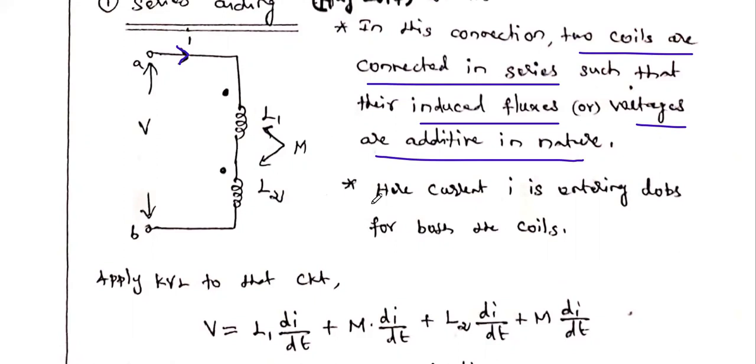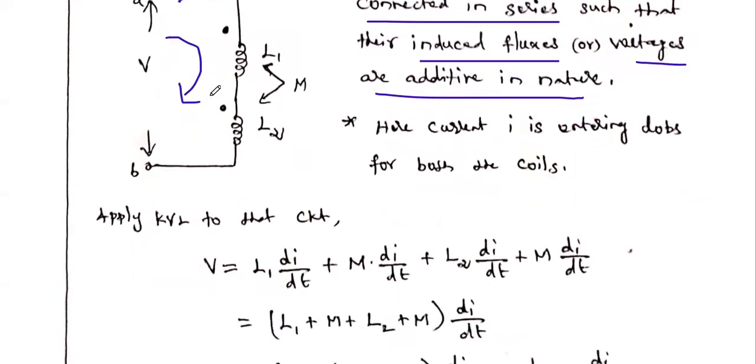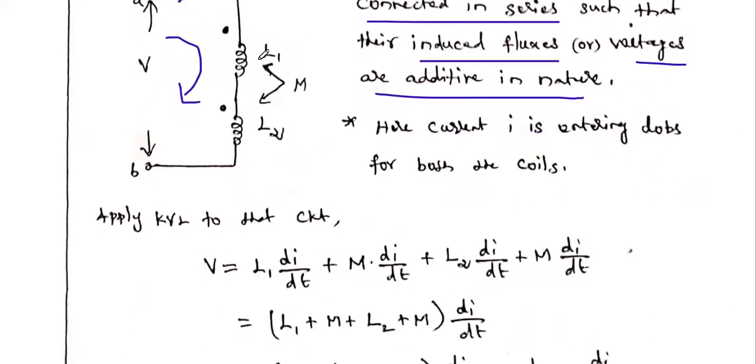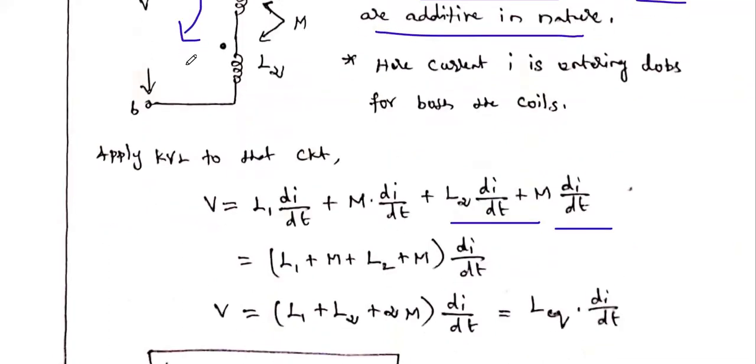Okay, so here you just apply KVL to this loop in order to find out the L equivalent. The applied voltage V equals, first, the voltage across the inductor L1, which is L1 into di by dt. Then the mutually induced EMF across L1 because of L2 is M into di by dt. Similarly, the self-induced EMF of the second inductor is L2 into di by dt, plus the mutually induced EMF, M into di by dt. Okay, so this is the KVL for this series circuit.